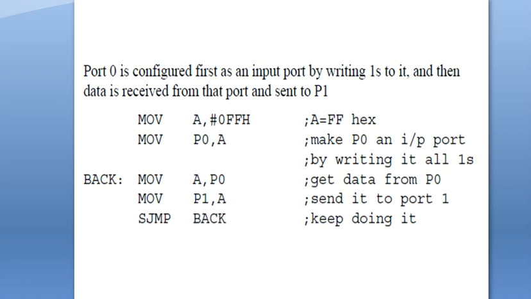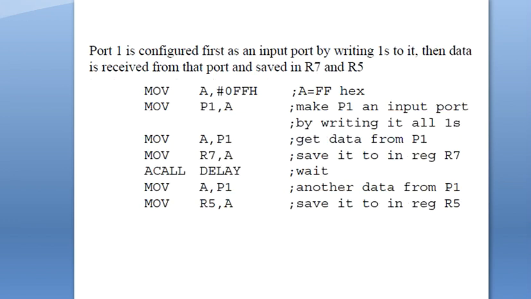So we are going to see some of the other examples, right? In the next example we can see port 1 is configured first as an input port by writing ones to it, then data is received from the port and saved in R7 and R5. So what they are doing is they are taking some values from port 1, and you need to load them onto the R7 and R5 registers. So we are going to see how it will be done.